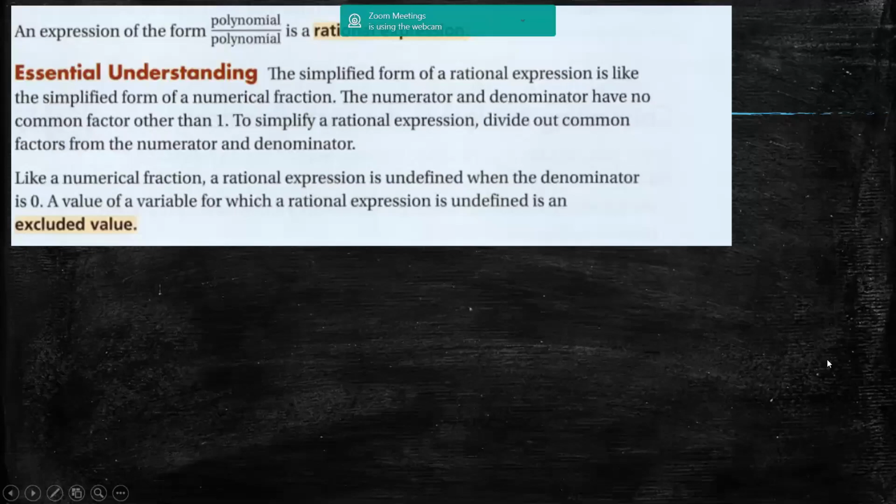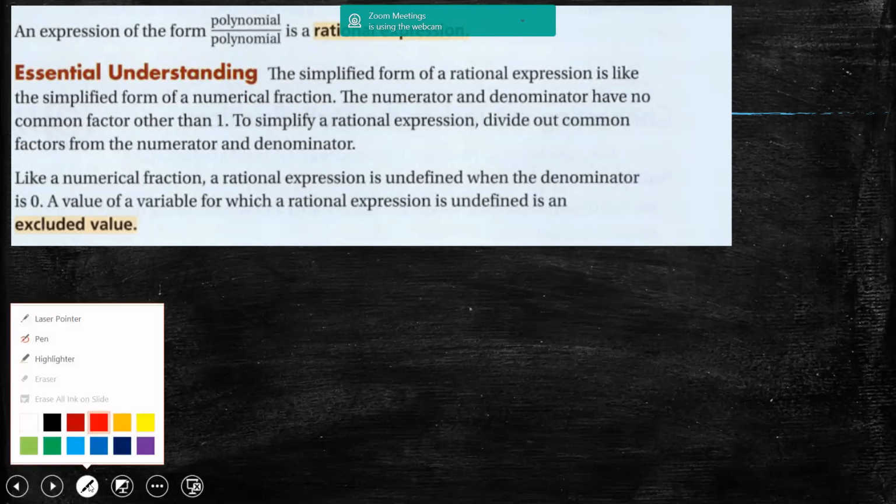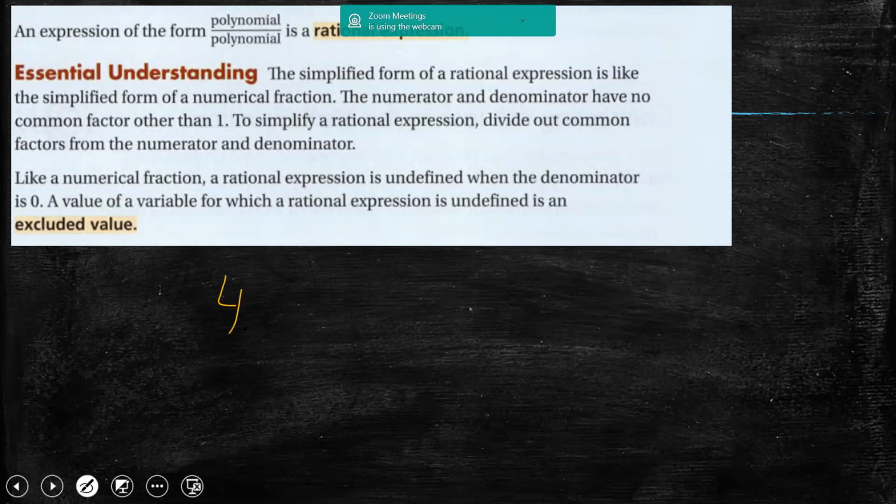Now, the excluded value is a value of a variable for which a rational expression is undefined. Like you have in numerical fractions, if you remember, if you have as an example 4 over 0, this is undefined. Why? Because we have 0 in the denominator.